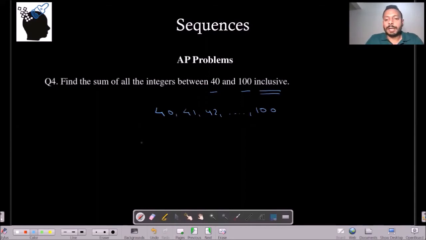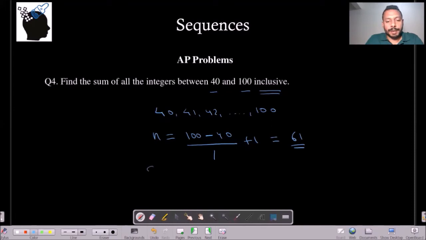Now let's find out the number of terms first. And we know the number of terms is given by the last term minus the first term divided by common difference, plus 1, which is nothing but 61 in this case.